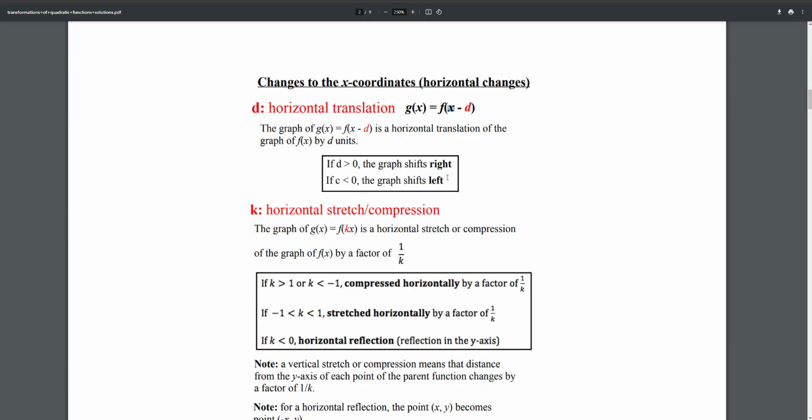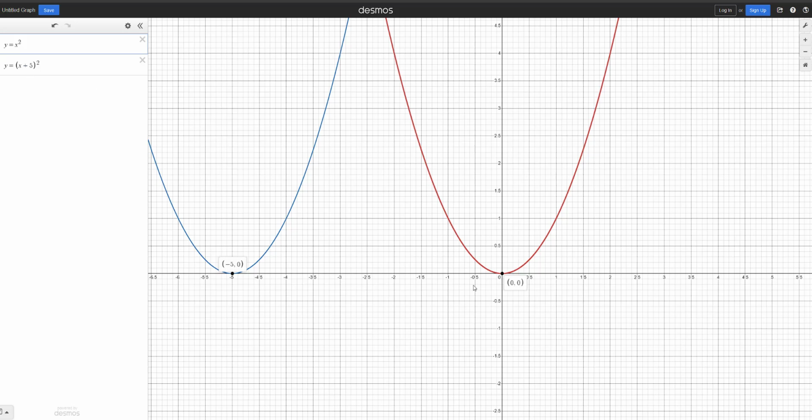Now, hold on. It says if d is bigger than 0, the graph shifts to the right. What gives? Because isn't d plus 5 here? The answer is your d value is the opposite sign of what's written in the equation. That's important. A lot of students make a mistake here.